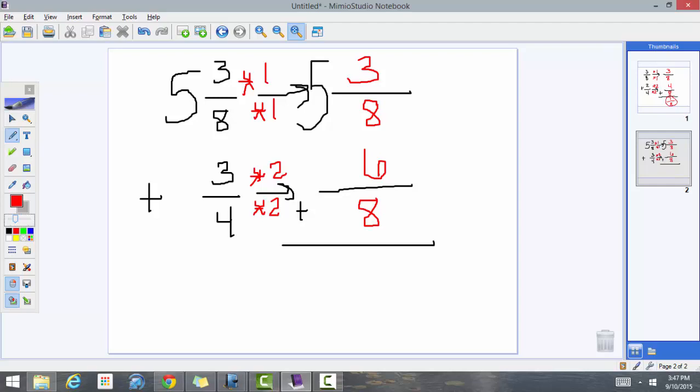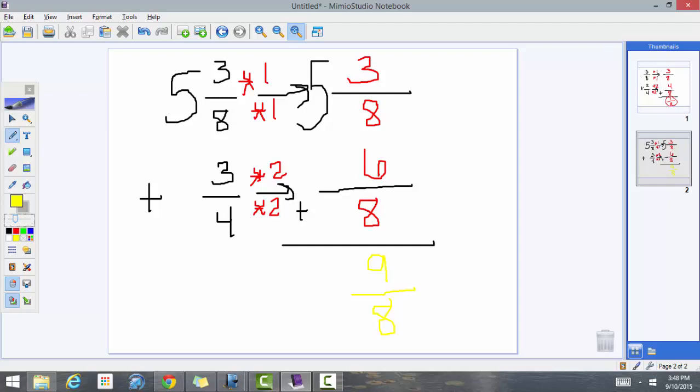For now, we're going to ignore that whole number of 5. So here we go. Adding the numerators, 3 plus 6 is 9. Our denominator will stay 8. And now that we added our fractions, let's go ahead and add the whole numbers.